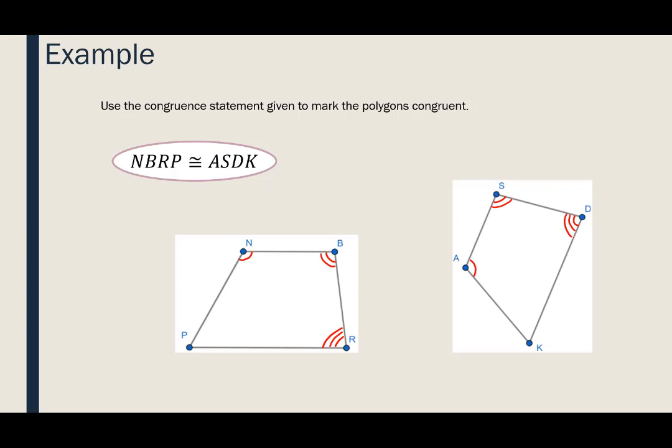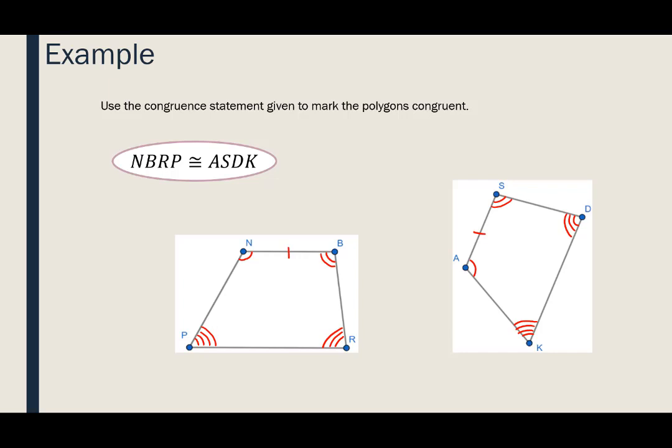Finally, the last angle, P. 1, 2, 3, 4. And he's congruent to K. 1, 2, 3, 4. Don't forget your segments though. So on the left, NB. And on the right, the first 2, AS. Those would be my congruent segments.